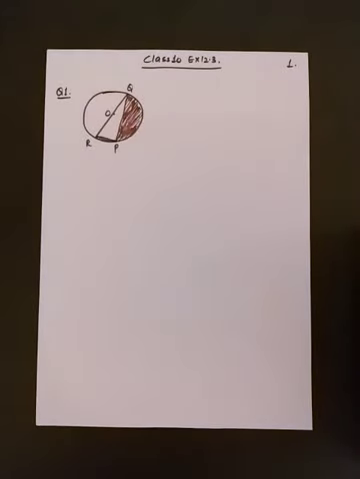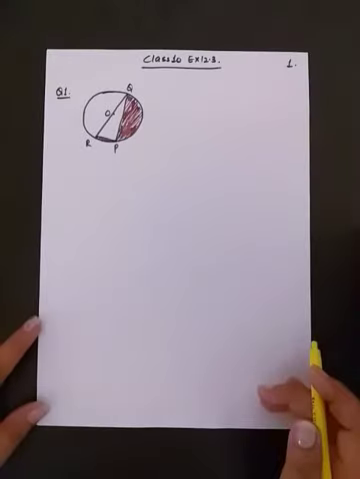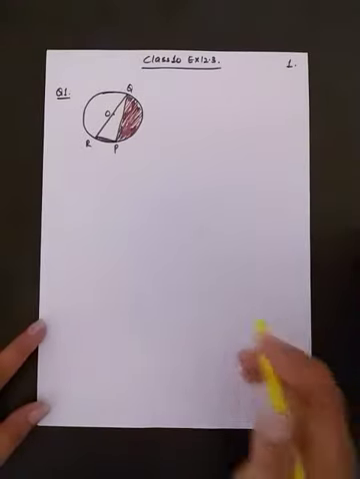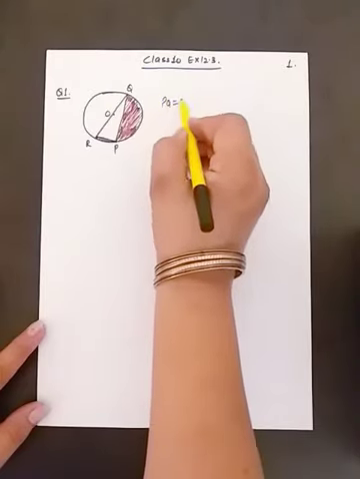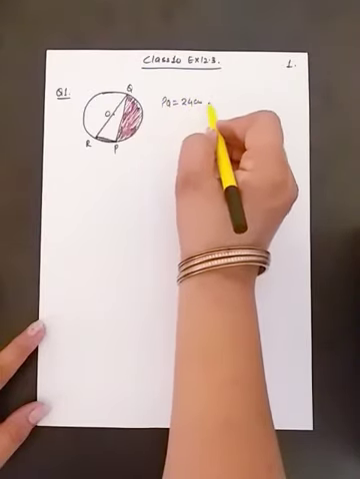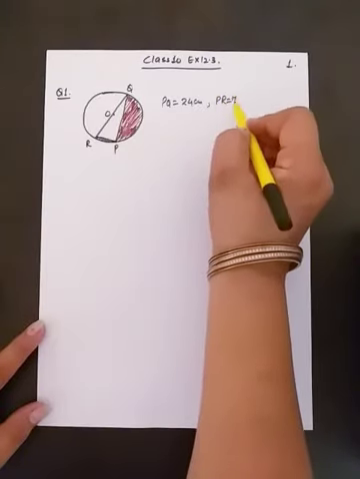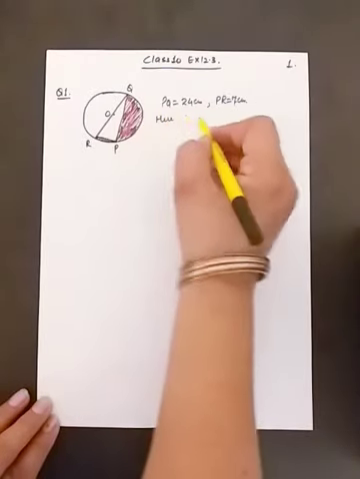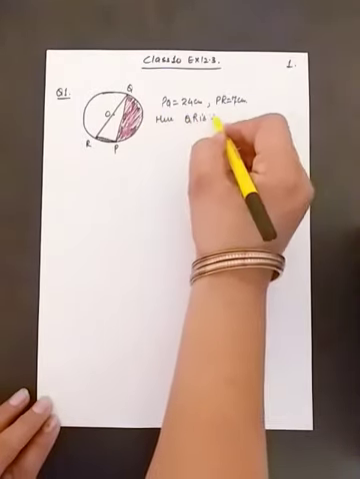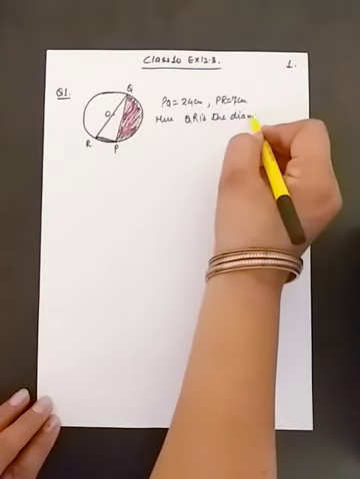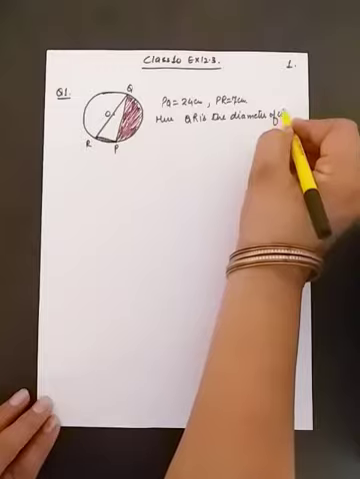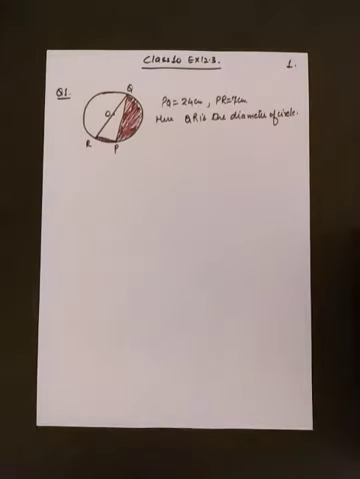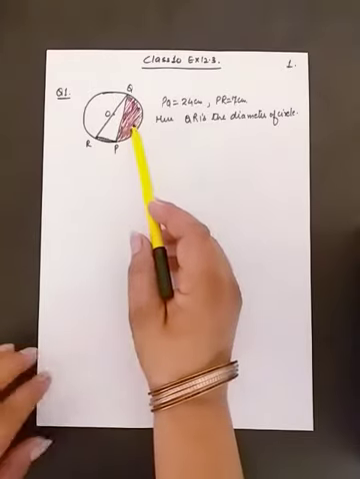Hello students, let us start exercise 12.3 of chapter 12 class 10. Find the area of the shaded region in the given figure if PQ is 24 centimeter and PR is 7 centimeter and O is the center of the circle. So here QR is the diameter of the circle according to the given figure. And we have to find the area of this shaded part.